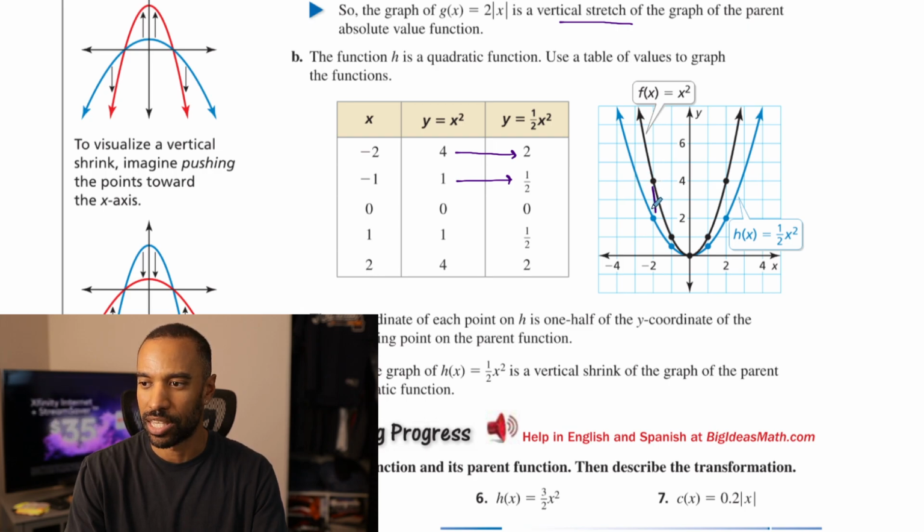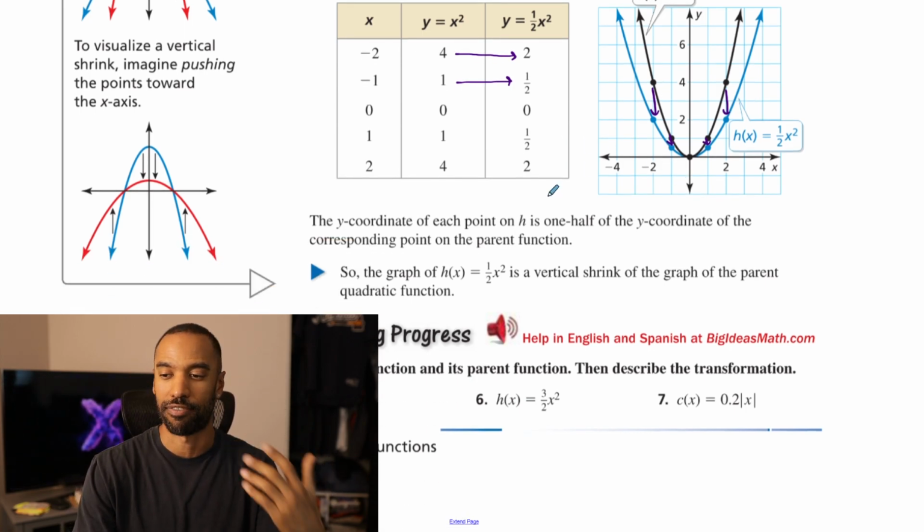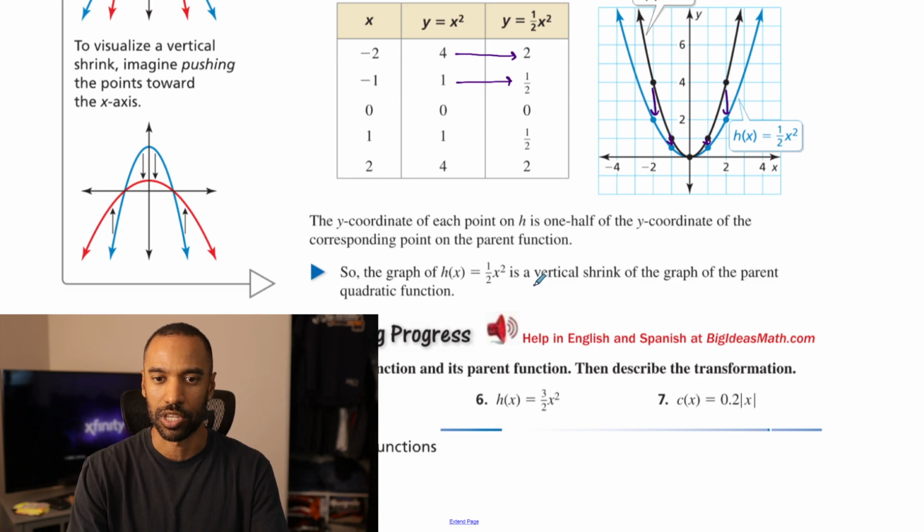So we're pulling this thing downward. This is kind of what they're saying. The shrink is pulling the points downward from 2 to 1 and from 4 to 2, and 0 is still on 0. So it's a vertical shrink, a vertical compression of your values by a factor of 1/2. That's where they say the phrase vertical shrink.